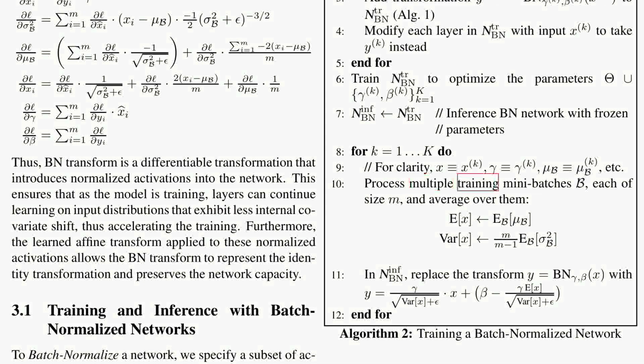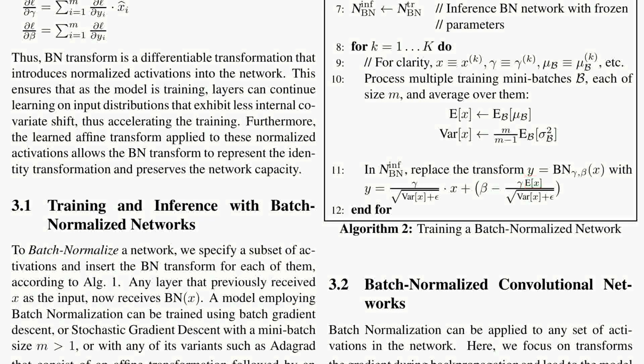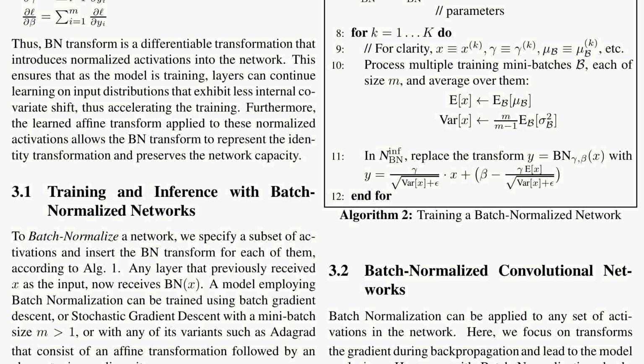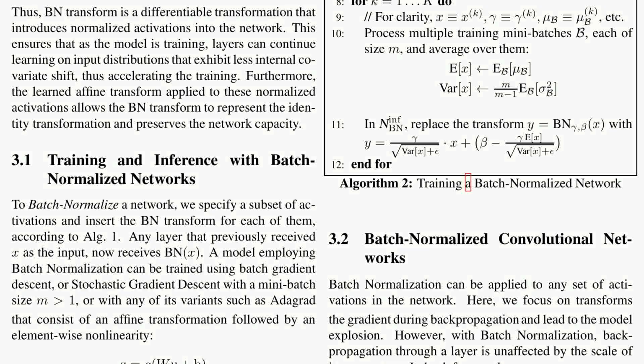10: Process multiple training mini-batches B, each of size m, and average over them: E[x] ← E_B[μ_B], Var[x] ← m/(m−1) · E_B[σ_B²]. 11: In N_BN^inf, replace the transform y = BN_{γ,β}(x) with y = γ/sqrt(Var[x] + ε) · x + (β − γ E[x]/sqrt(Var[x] + ε)). 12: end for. Algorithm 2: Training a batch normalized network.